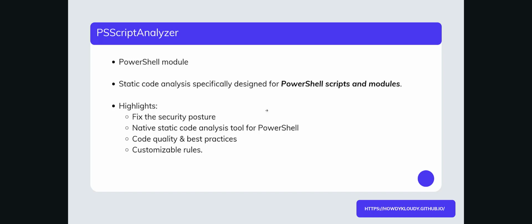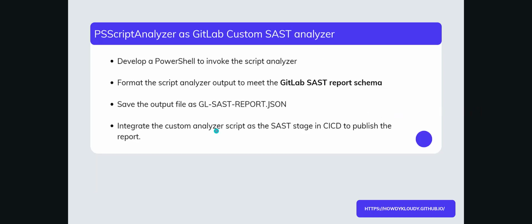But using PSScriptAnalyzer, we can improve the code quality, follow best practices, and also use a custom rule set. Consider that built-in rules are not sufficient for your project. You can go ahead and write your own custom rule, and you can invoke the script analyzer using your custom rule sets. So now, PSScriptAnalyzer, we can use as our GitLab custom SAST report engine.